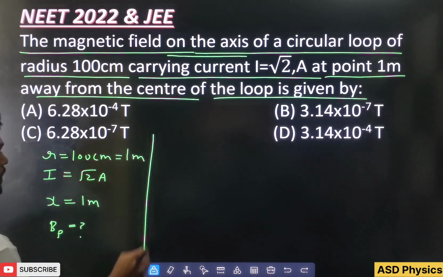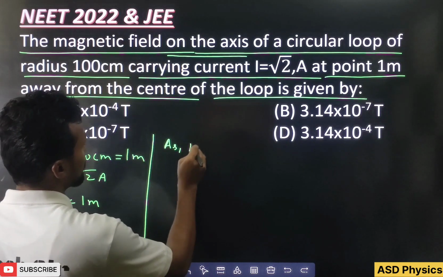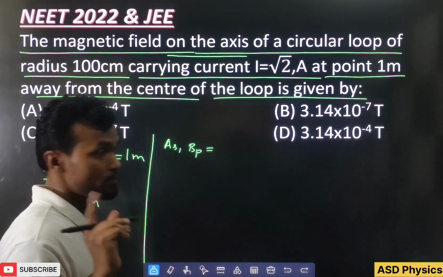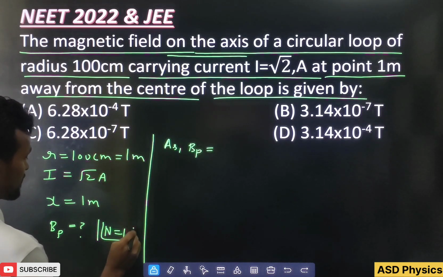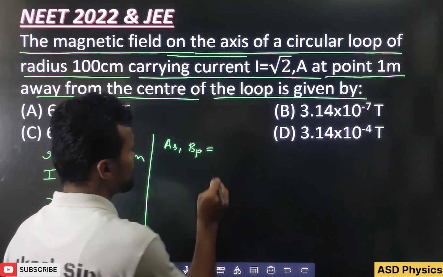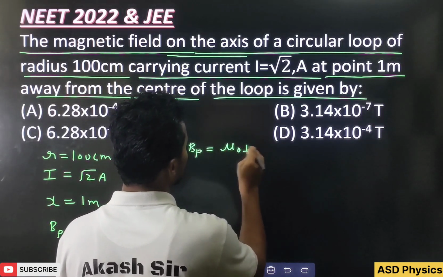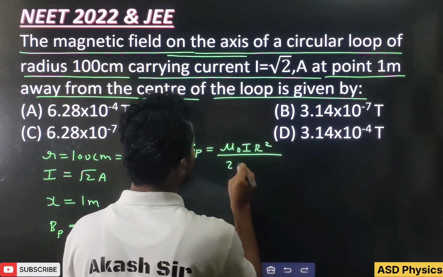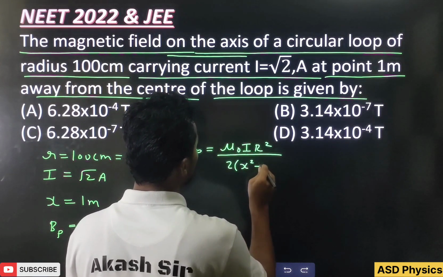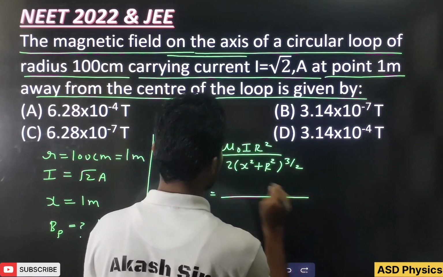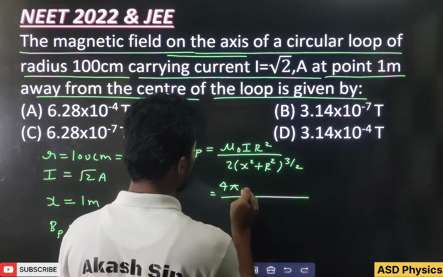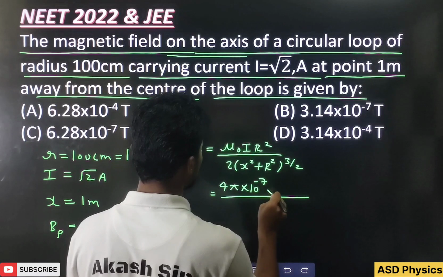So again, students, we know the formula. What is the formula? The formula should be remembered. If nothing is mentioned about how many turns, the number of turns is 1. So BP we can write as mu naught I r square by 2 into x square plus r square to the power 3 by 2. So we'll write here the mu naught value, see, 4 pi into 10 to the power minus 7.